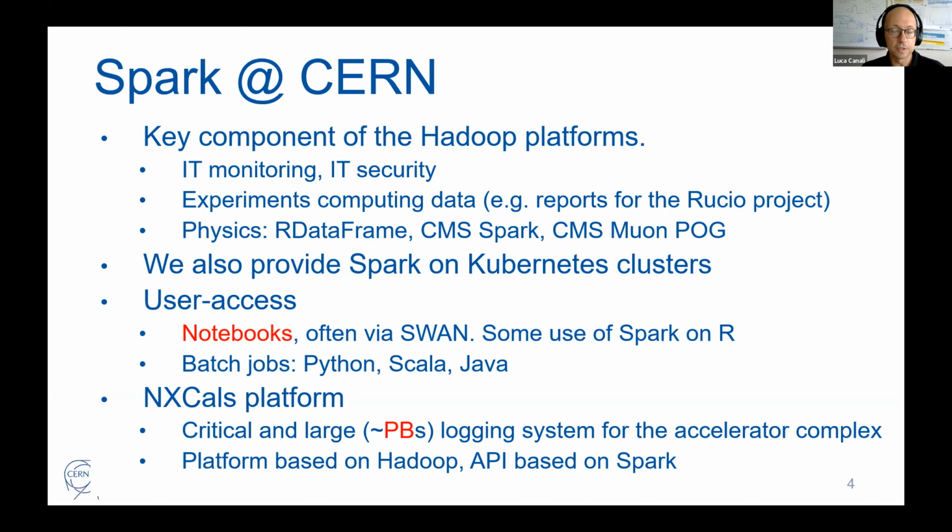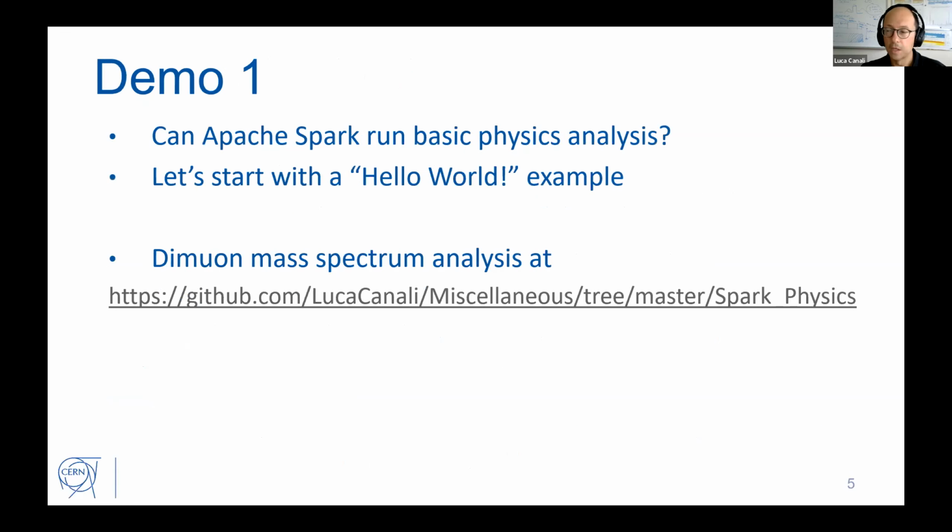Various communities use different languages. Python, of course, is very popular. Other people use Scala or Java. And then in the accelerator community, there is a very large project on the petabyte scale that is using both Hadoop and Spark. And Spark is the main API. So actually, they have an API based on Spark, where the users can analyze this very important data from the accelerator complex.